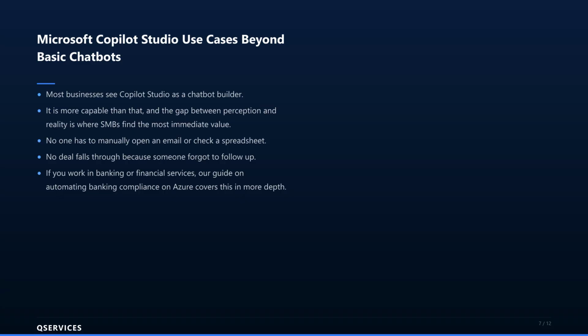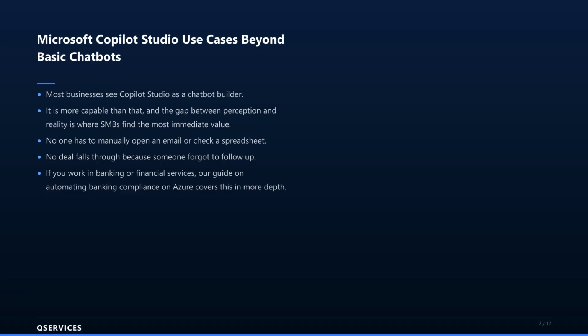Employee onboarding: when HR adds a new employee to Active Directory, an agent automatically provisions software access, sends a welcome pack, creates onboarding tasks in your project management tool, and schedules an introductory meeting with the manager. Sales pipeline management: an agent monitors CRM records, identifies deals that have gone quiet for more than 14 days, generates a personalized follow-up email draft, and places it in the sales rep's outbox for one-click send. No deal falls through because someone forgot to follow up.